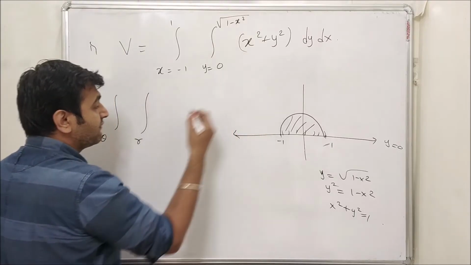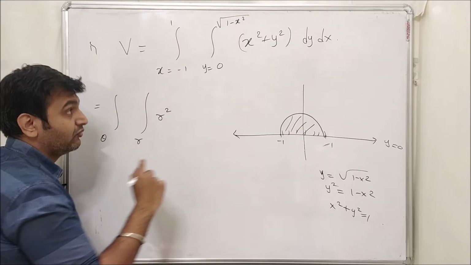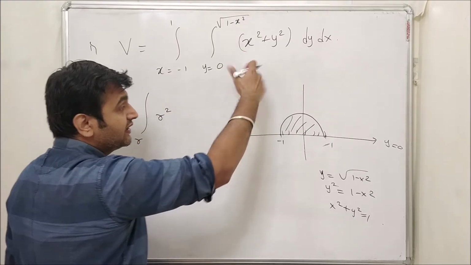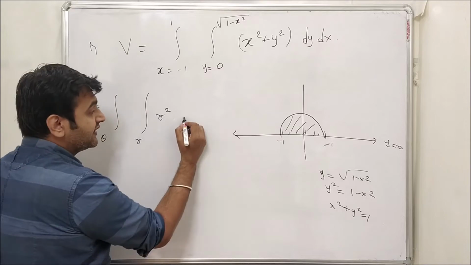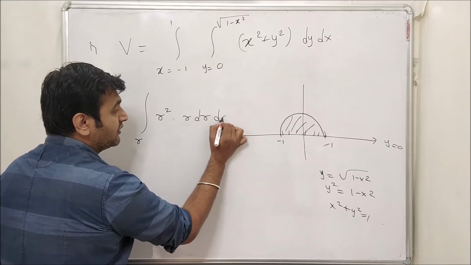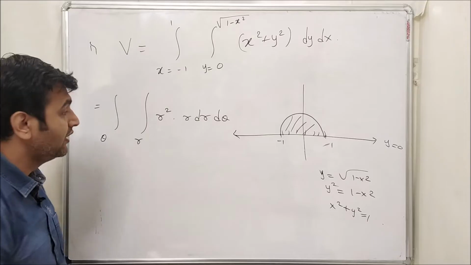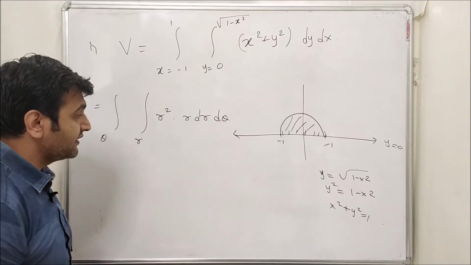What is x square plus y square? It is nothing but r square, because this is r cos theta, this is r sin theta. So you have r square over here. What is your dy dx? You replace your dy dx by r dr d theta, right? Okay, good. Now what are my r and theta?